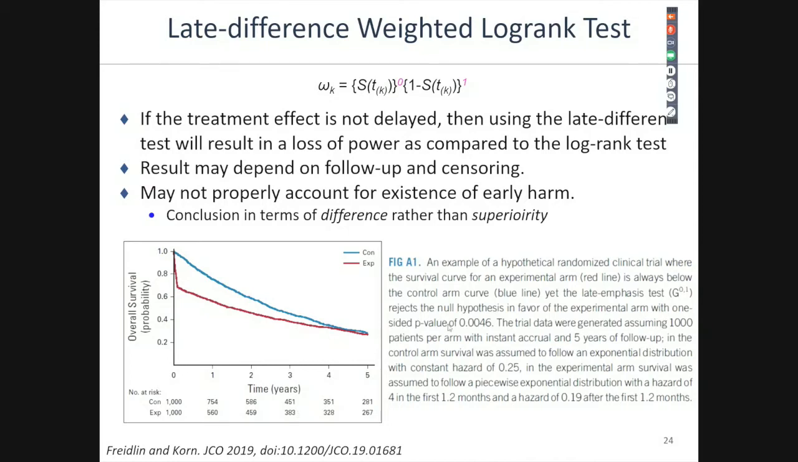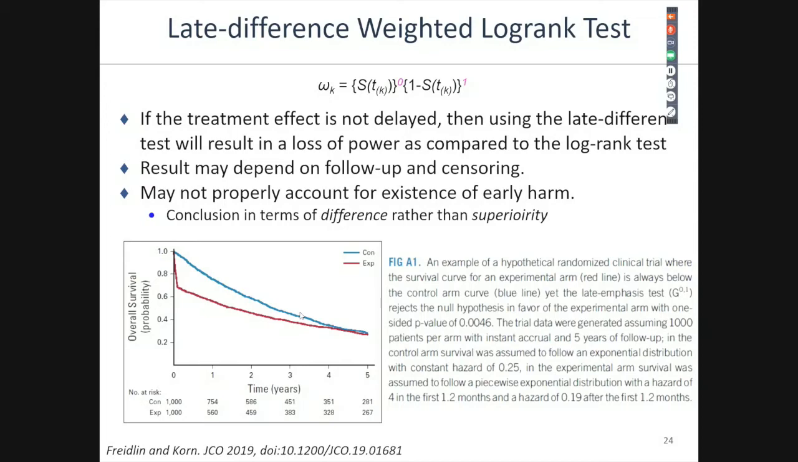And in this paper, there's a nice example presenting a perhaps paradoxical situation where we have for the control arm the blue survival curve, and for the experimental one we see a very early, sharp drop, which is due to a high hazard of events, which later on stabilizes and becomes a low hazard. And if we apply the late difference Logrank test to this situation, we will discover that the experimental treatment is actually better than control. The reason is that the late difference test weights more heavily this part of the survival curves, which is related to the lower hazard rate for the experimental treatment than for the control. So one has to be careful when using the late difference weighted Logrank test.